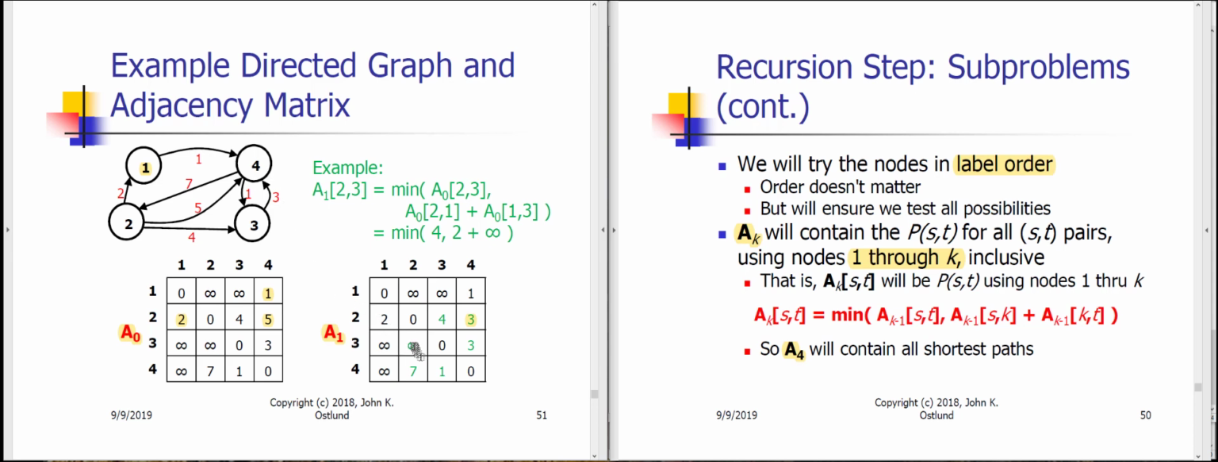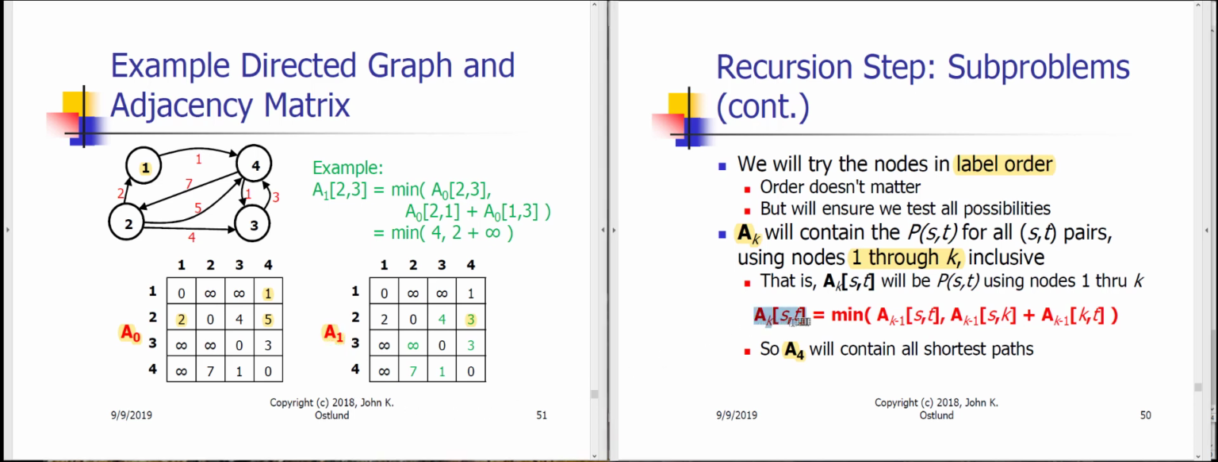Now, the remaining 4 things that might possibly change don't change. There is no direct connection from 3 to 1 or from 4 to 1, so using 1 as an intermediate node cannot help us find a shorter path from 3 to anything else or from 4 to anything else. Okay, so we started with our 4x4 adjacency matrix A sub 0, and using information from that, we have built another 4x4 shortest path matrix in which node 1 is allowed to be an intermediate node.